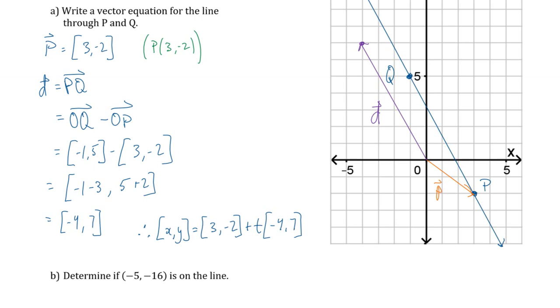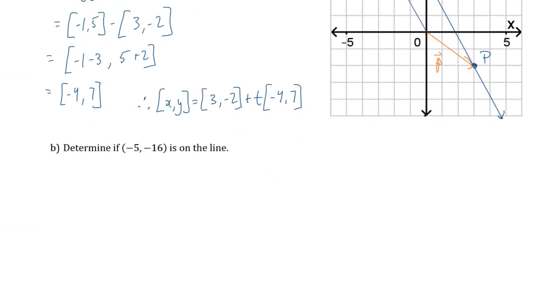So again, you're starting to see that even little things like finding the vector between 2 points are things we can't take for granted anymore. We've got to know how to do them. Here's another one of these questions, to get us used to doing these kinds of things. We're going to be doing this all the time. Determine if the point (-5, -16) is on the line.